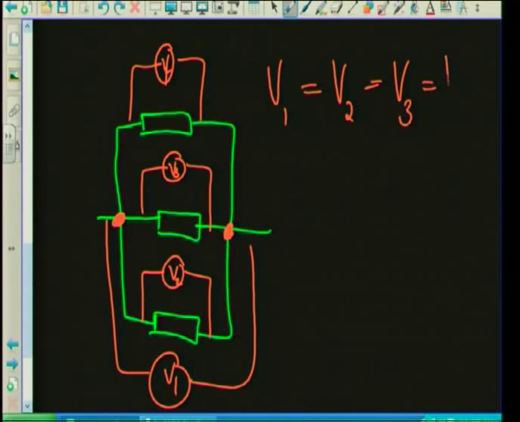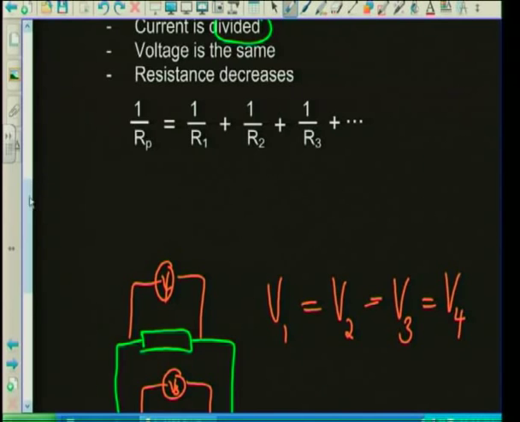V2 equal to V3, equal to V4. Okay? Got that? Energy off the highway, energy onto the highway. And we haven't lost any cars along the way, so no one had an accident, which is great. How do we calculate?